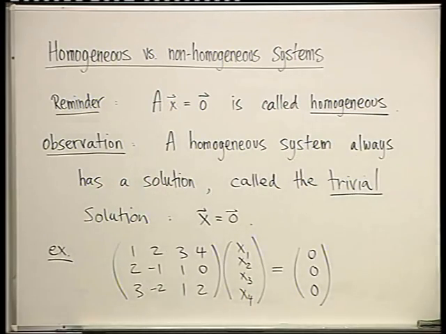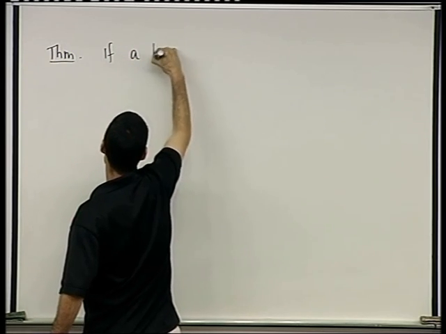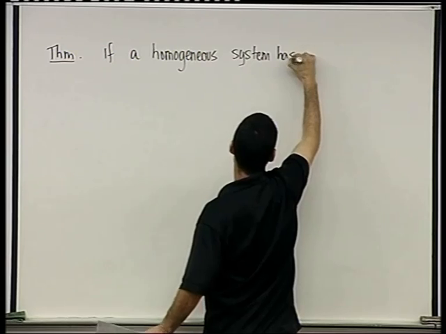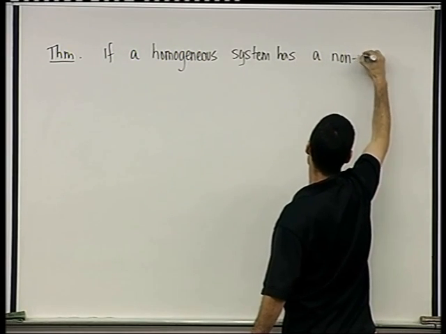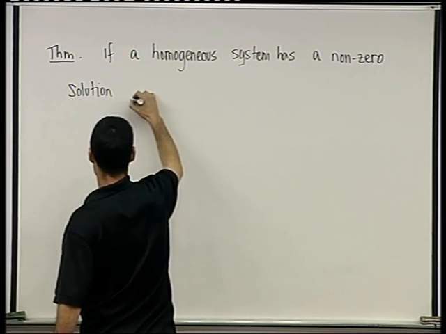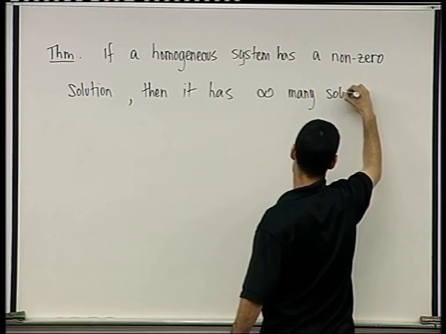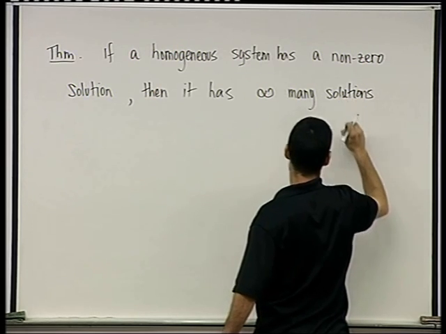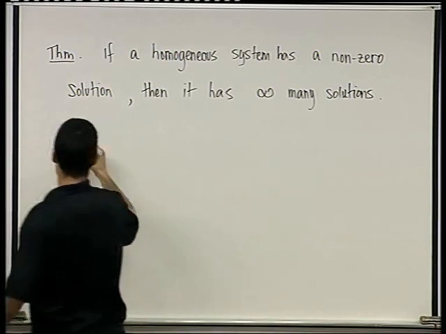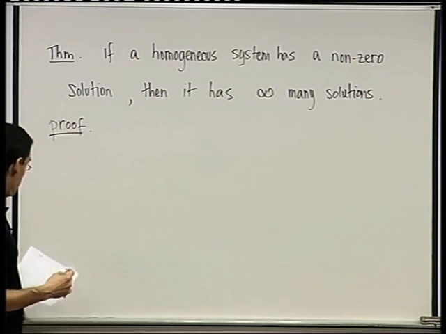So here's a theorem. Let's call it a theorem or a claim or whatever. If a homogeneous system has a non-zero solution, then it has infinitely many solutions. Why is this true? Why is this true? So here's the proof. Calling it a theorem is again giving it a lot of honor, but here is the idea.